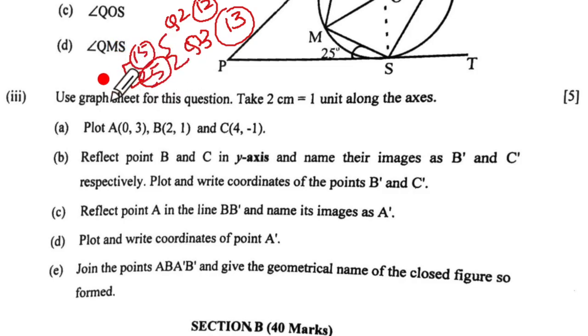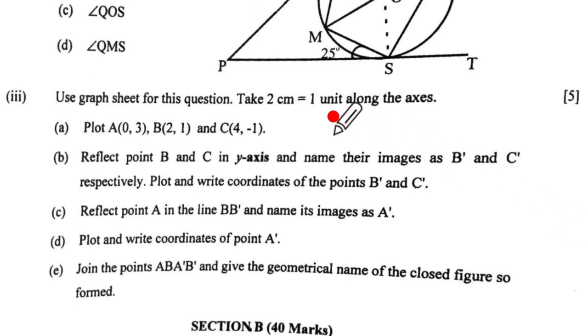That is how we had 40 marks total for section A. This is a graph question, so you will be supplied with the graph where 2 centimeter had to be taken as 1 unit, and you will be supplied with 2 mm graph paper. You had to plot A, B and C and then reflect point B and C in y-axis and name their images as B dash, C dash.